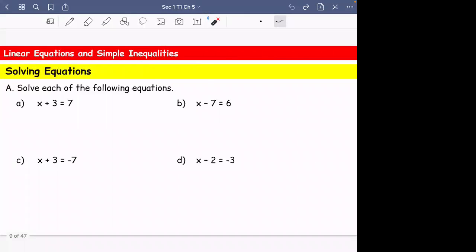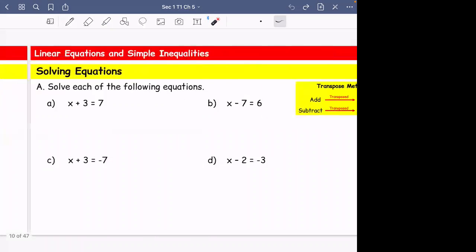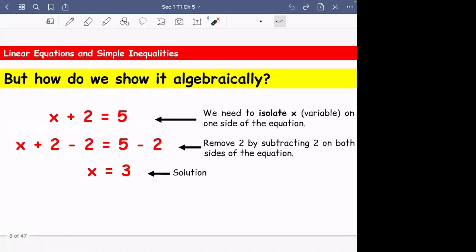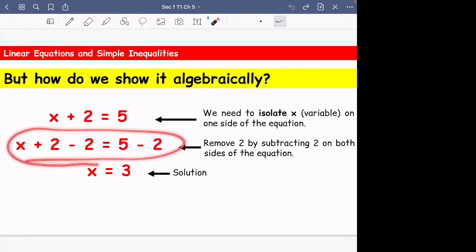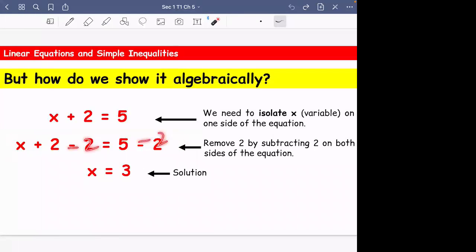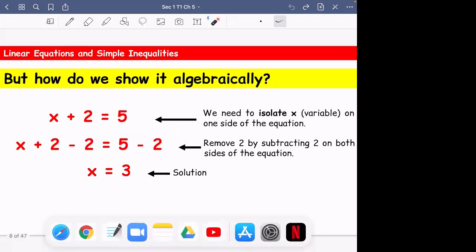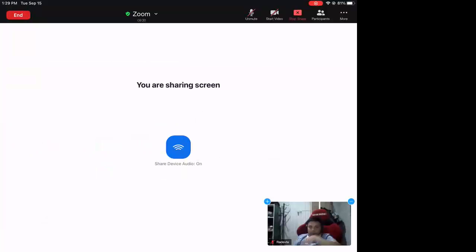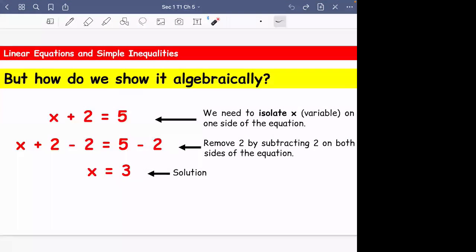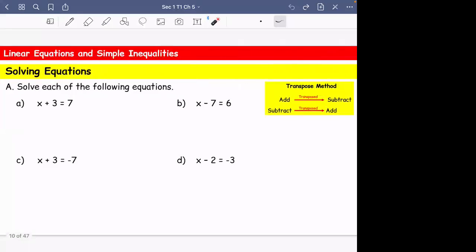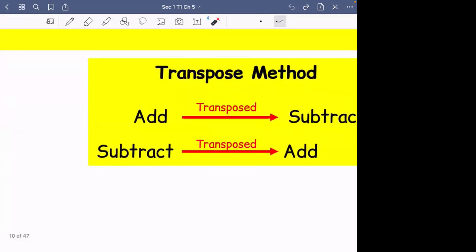Okay, so now I'll teach you one method of the shortcut, so you don't have to do this every time. You don't have to do it minus 2. Sorry, so what is the shortcut that I'm talking about? The shortcut there is this one. This is the transpose method.